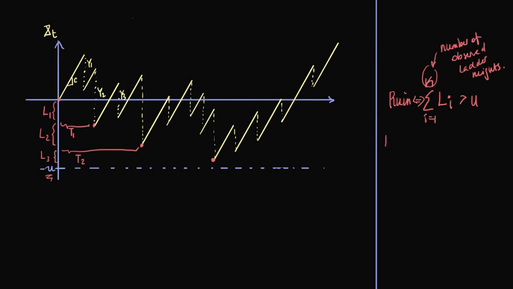So in the ladder height method, the probability of ruin is equal to the probability of the sum of observed ladder heights being greater than the initial capital.